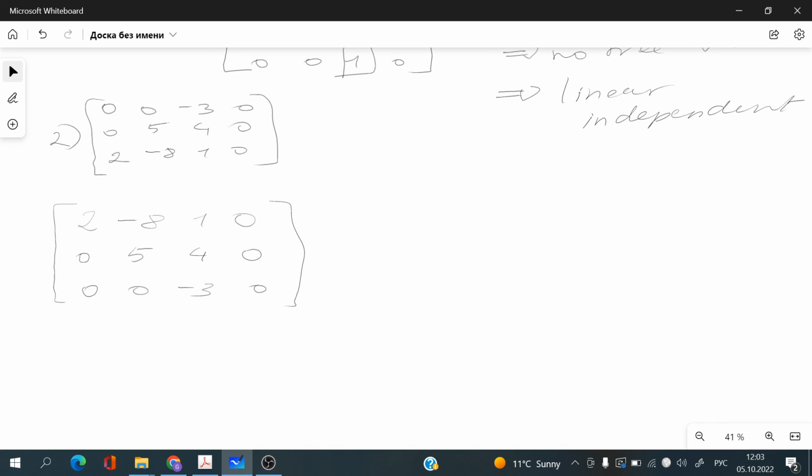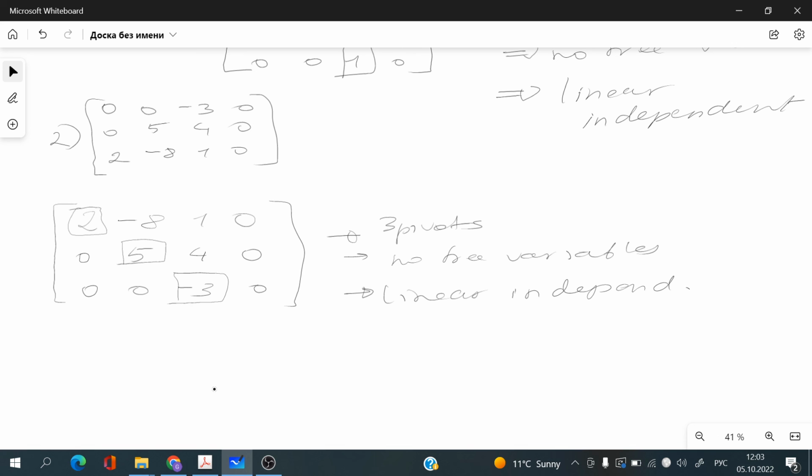Now, without row reduction, you can say you have a pivot in each row, right? There is no contradiction, nothing like that. Therefore, again, we have 3 pivots, no free variables, and we say linearly independent. Sorry for my writing. So basically that's it for today, guys. Thank you very much.